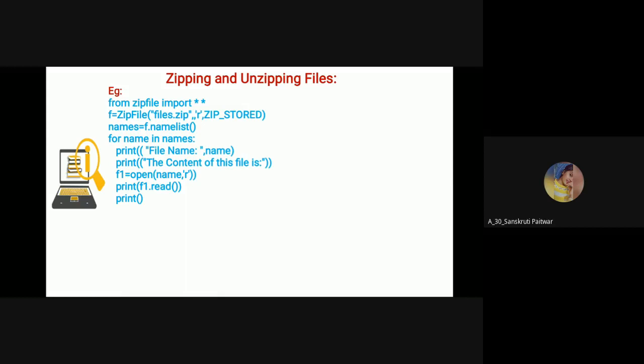So if your files.zip contains 5 files, then each file will get opened in read mode and the content of that file will be displayed. If 5 files are there, 5 times the different files will be opened in read mode and the content will be displayed on the console. So this is unzipping a file.